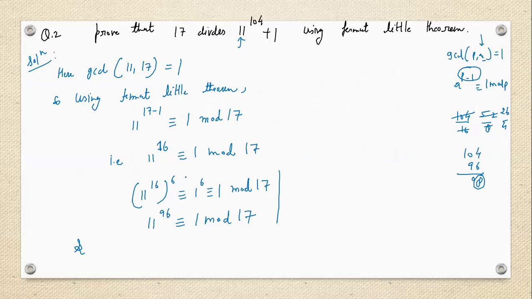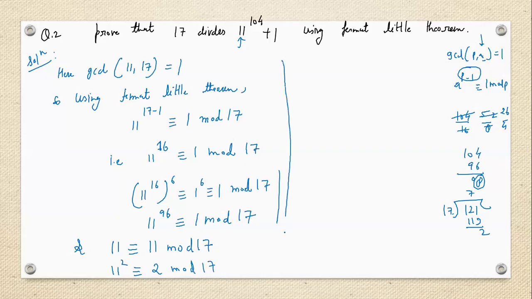So what you are thinking, how can we reach? I have to reach 11, and 11 is congruent to 11 mod 17. 11 squared is 121. 121 when divided by 17: 17 times 7 is 119. So 11 squared will give me 2 mod 17.